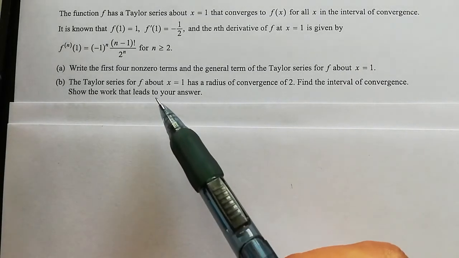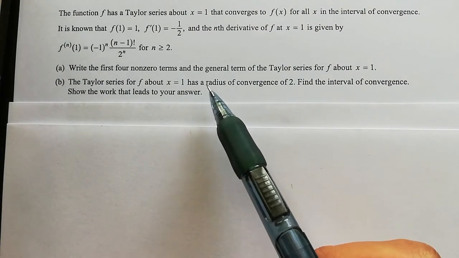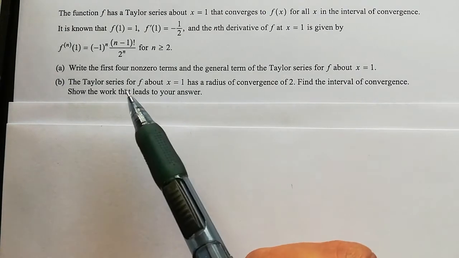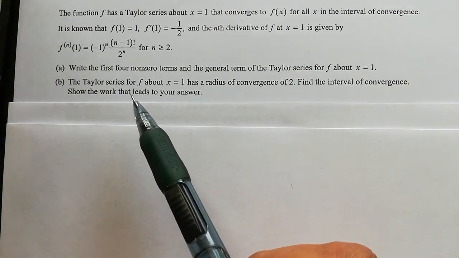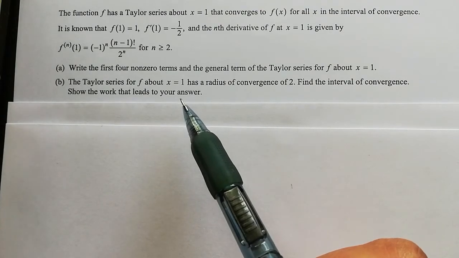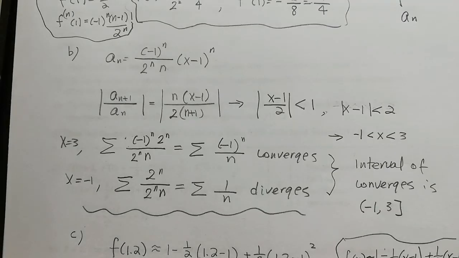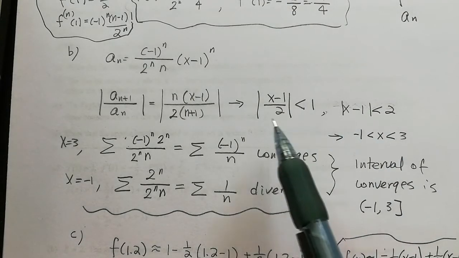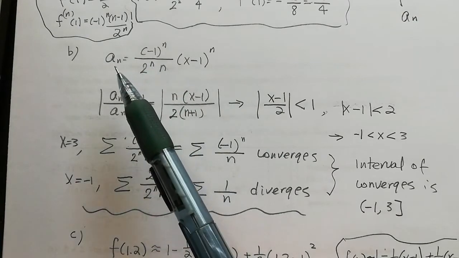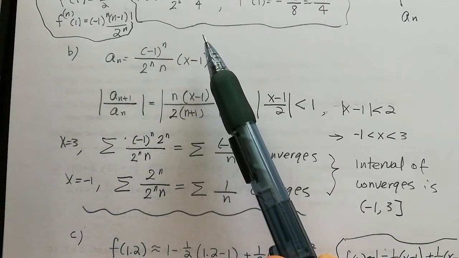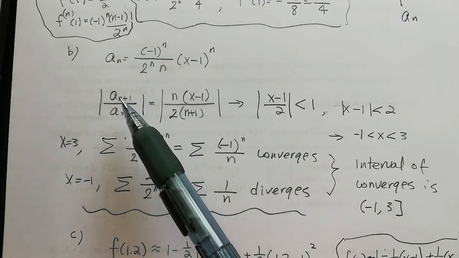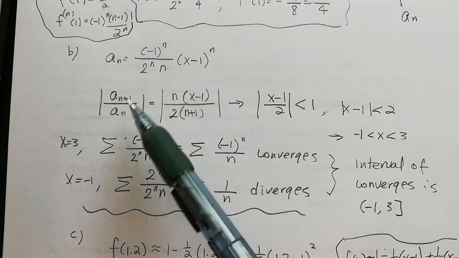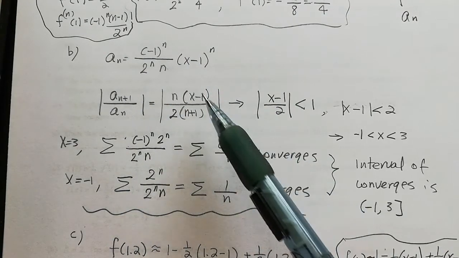Part B, the Taylor series for f about x equal to 1 has a radius of convergence of 2. Find the interval of convergence. Show the work that leads to your answer. I'm not really sure why they gave you the radius of convergence. Theoretically, you're supposed to find it yourself. So you know a_n, the general term is this. You do the ratio test, a_(n+1) over a_n. And when you substitute those two in, you will get something like that.